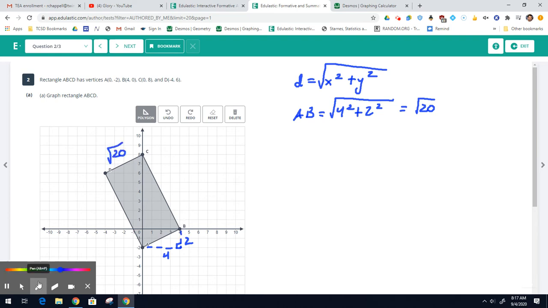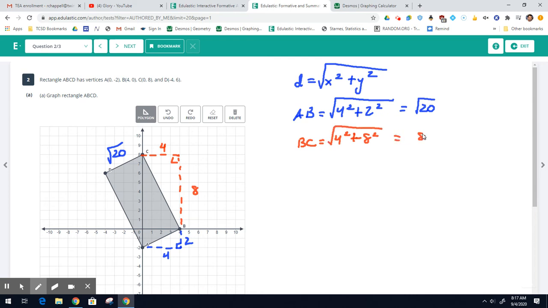And now let's find BC. I'll change my color for us. So again, I'll draw this triangle here, right triangle, right? My x is going to be here. Let's count 1, 2, 3, 4. My y is here. 1, 2, 3, 4, 5, 6, 7, 8. So to find, let's call it BC, right? This longer side, it's going to be 4 squared plus 8 squared. That's going to be 16 and 64. That is 80 under the square root. And that is not a perfect square, but that is the length of the longer sides.